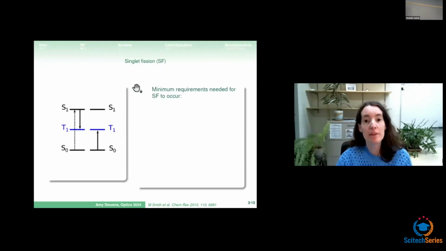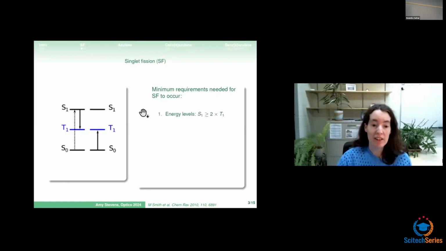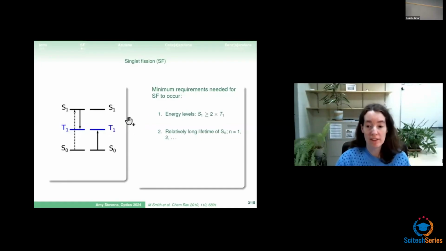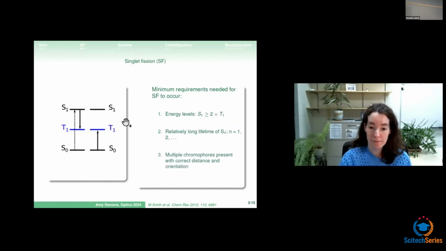There are a certain set of minimum requirements that are needed for singlet fission to occur. The first and most important is that your energy levels, in this case your singlet first excited state, has to be twice whatever your triplet level is, so that you can actually form two triplets from one singlet. It would help to have a long lifetime of your upper excited state, so that you have time to have another chromophore coming near to it. And then of course you need to have multiple chromophores present with the correct distance and orientation, so that from one singlet you can generate these two triplets.